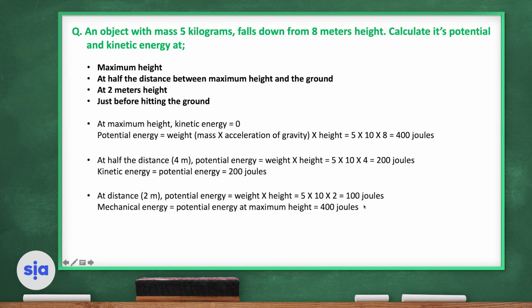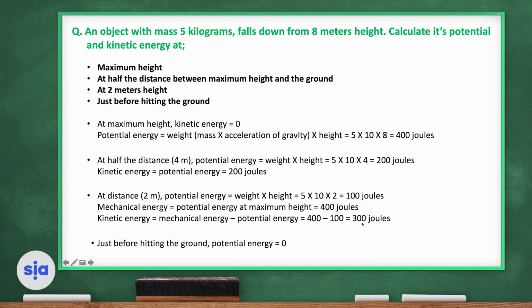Mechanical energy equals potential energy at maximum height, which is equal to 400 joules. Then we can get kinetic energy, which is mechanical energy minus potential energy, equal to 400 minus 100, which is equal to 300 joules. Just before hitting the ground, potential energy equals 0, and kinetic energy equals mechanical energy, equal to 400 joules.